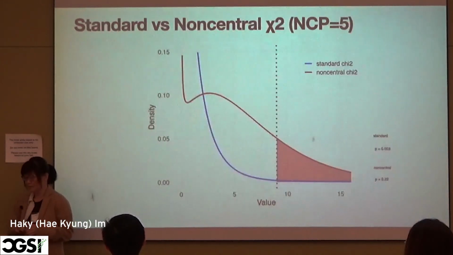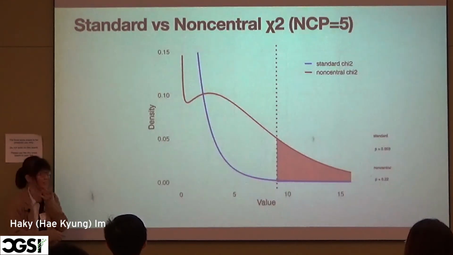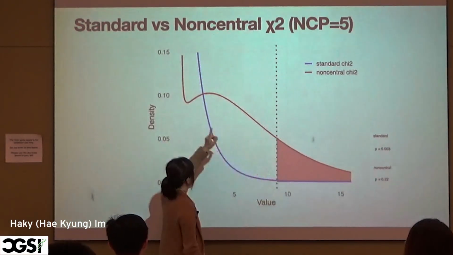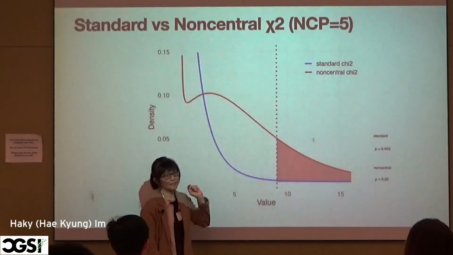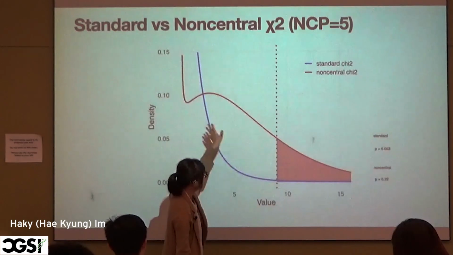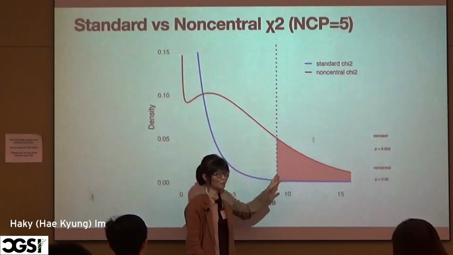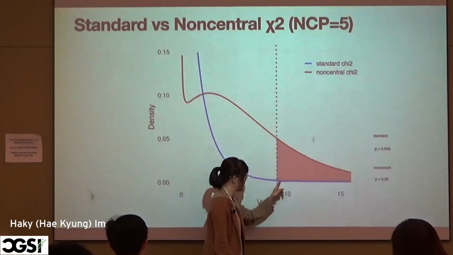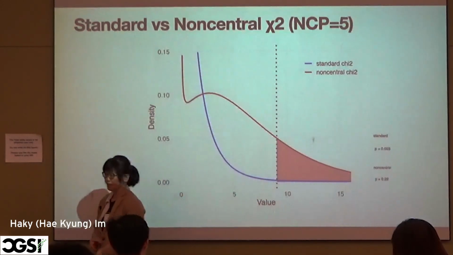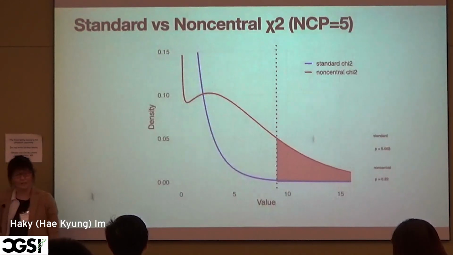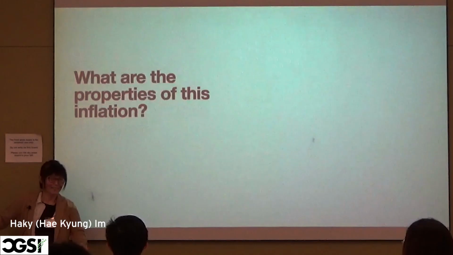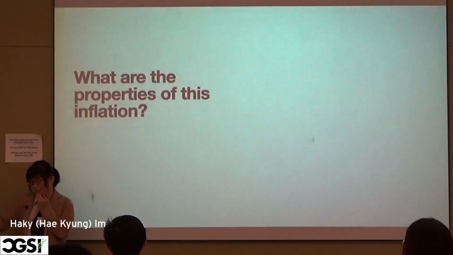Okay, so is it a problem? Yes. You think the blue is the standard chi-square, and then the red is the non-central chi-square that we're finding. And if you use the wrong distribution, then you're going to think that the p-value is this tiny area under the curve here, but in reality it's much bigger, right? That's the problem of using this wrong distribution.